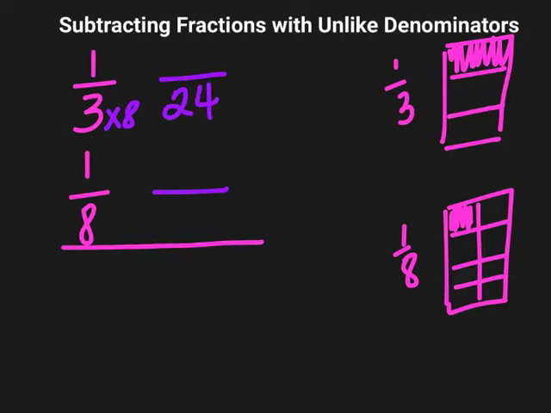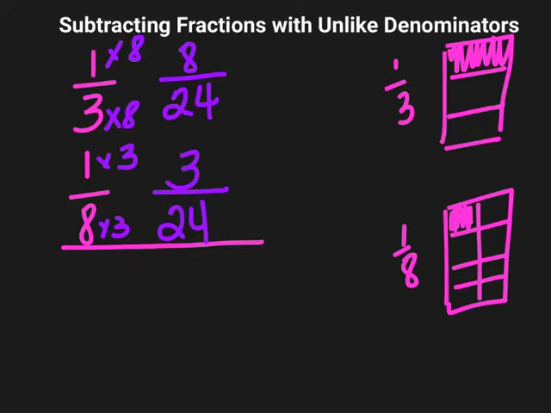And anything you do to the denominator, you also have to do to the numerator. So I'm also going to multiply 1 times 8, then I get 8. I'm going to do the same thing to 1/8. I'm going to multiply it times 3. That gives me 24. And I'm going to do the same thing to the numerator and multiply that times 3. And that gives me 3. So now I have 8/24ths and 3/24ths, which are equivalent to 1/3 and 1/8 respectively.